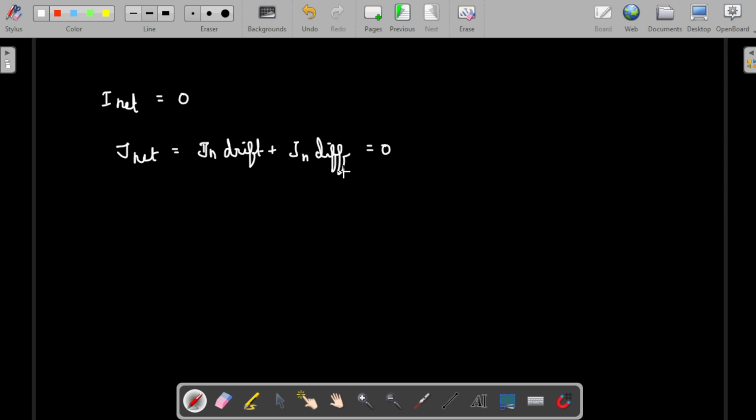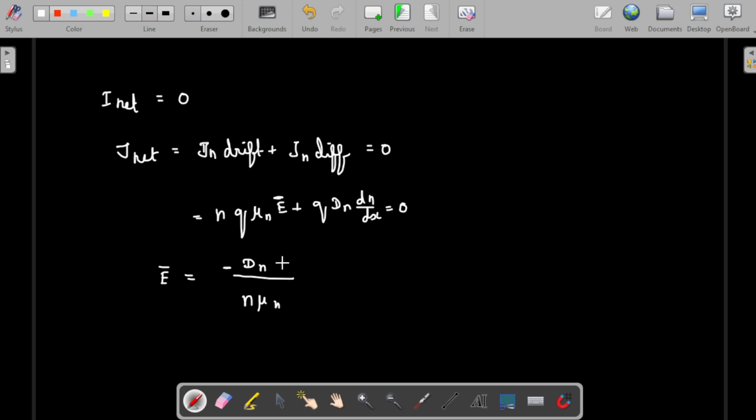So Jn drift and Jn diffusion. If we apply the formula, then n q mu n E plus q Dn dn by dx. These formulas you have already gone through in detail. If you haven't watched, please go and watch it. Here we need to find the internal electric field that is developed. So if we move this to that side, then the electric field will be minus dn by dx divided by, let's divide these two terms, n and mu n. q will get cancelled. So this is the final formula that we are keeping.